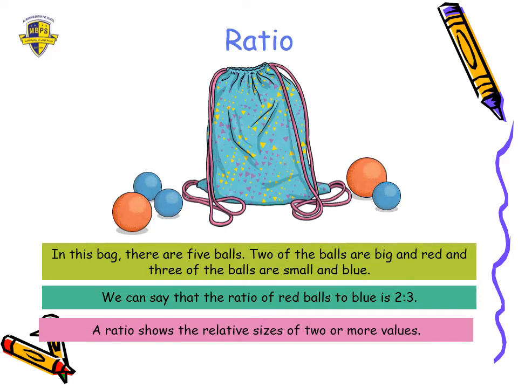And this is the ratio. Ratio shows the relative size of 2 or more values. So here when we are writing the ratio, we are comparing how many red and how many blue.